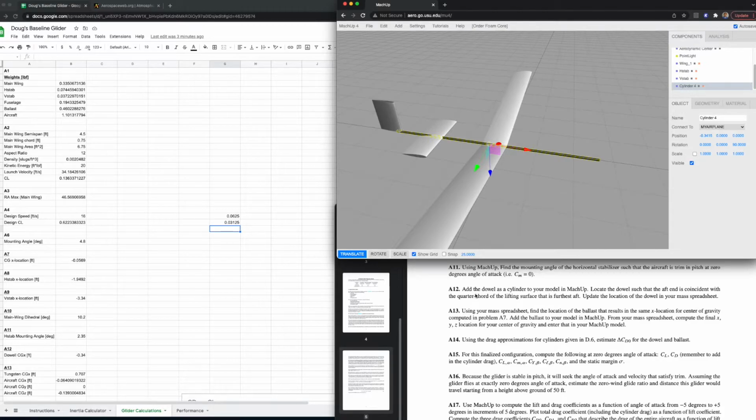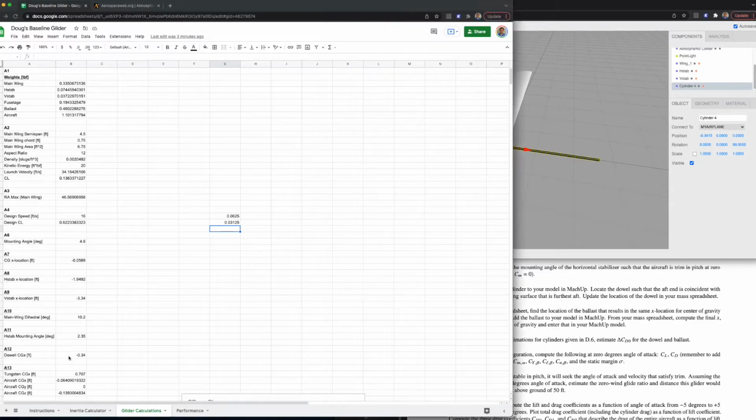So it said add the dowel, locate the dowel such that the aft end is coincident with the quarter chord of the lifting surface that is furthest aft. Update the location of the dowel in your mass spreadsheet. So I'm going to come over here. That dowel is at minus 0.34. That's correct, minus 0.3415.